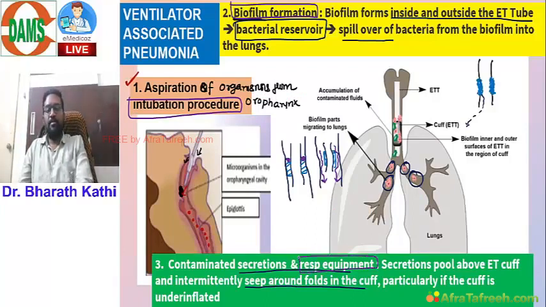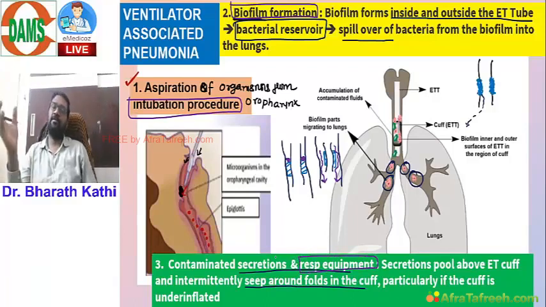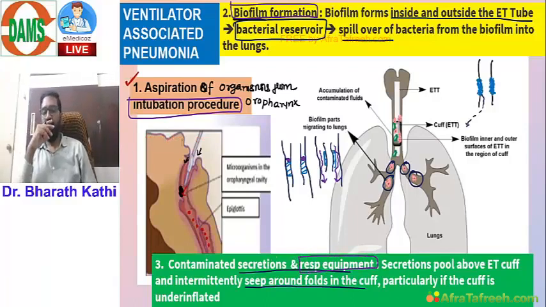So the usual culprit is that suction catheter. So using the same suction catheter, not changing the suction catheter properly. Because of that, there will be contamination of the respiratory tract with this contaminated respiratory equipment. So three mechanisms for ventilator associated pneumonia: aspiration of microorganisms from oropharynx during the intubation procedure, biofilm formation, contaminated secretions, and contaminated respiratory equipment.